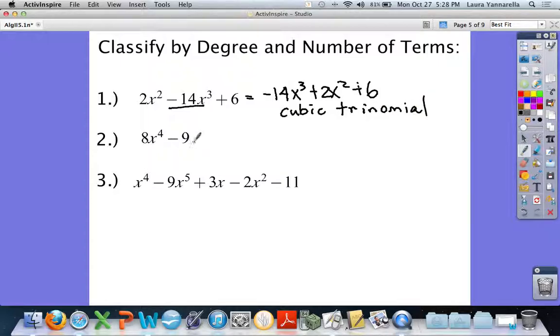This one is already in standard form. I see my 4th degree, makes it a quartic. And you can see that there's 2 terms, so it's a quartic binomial.